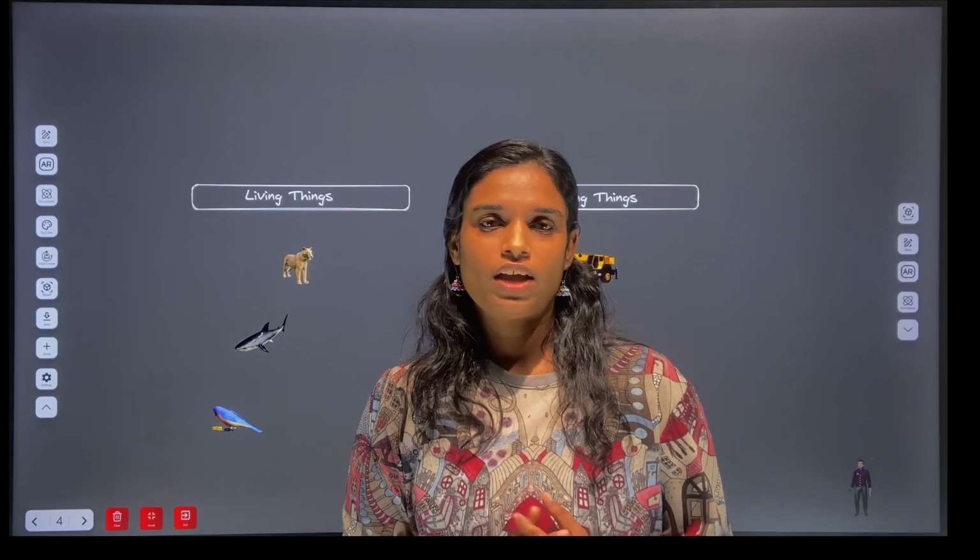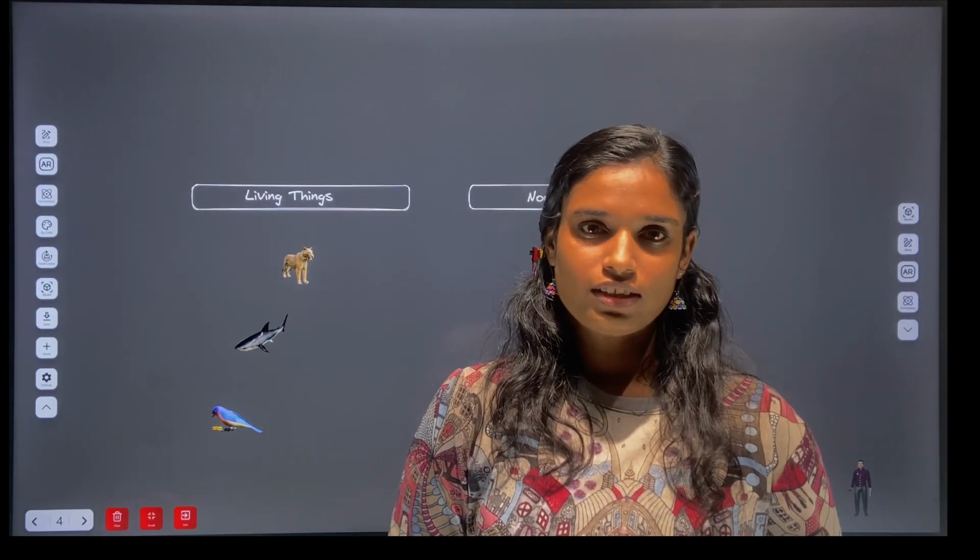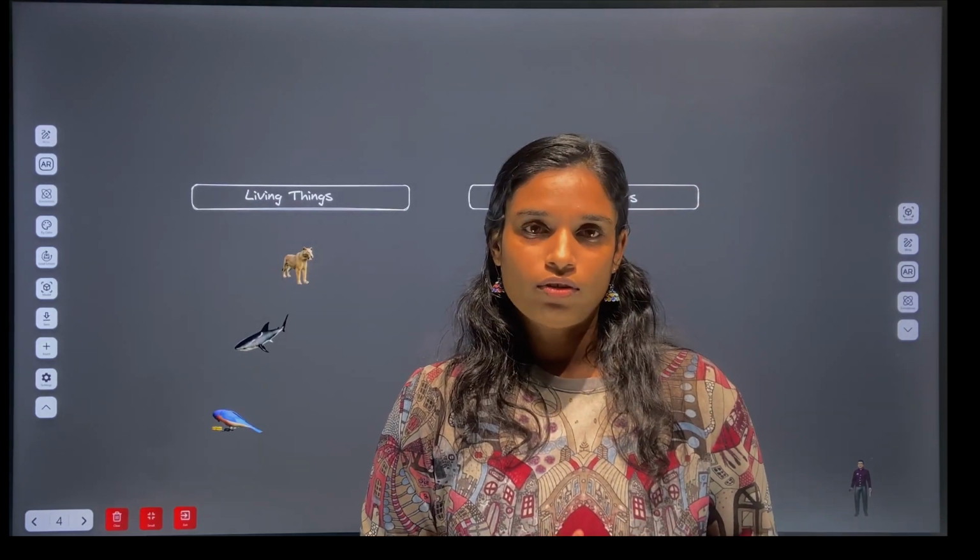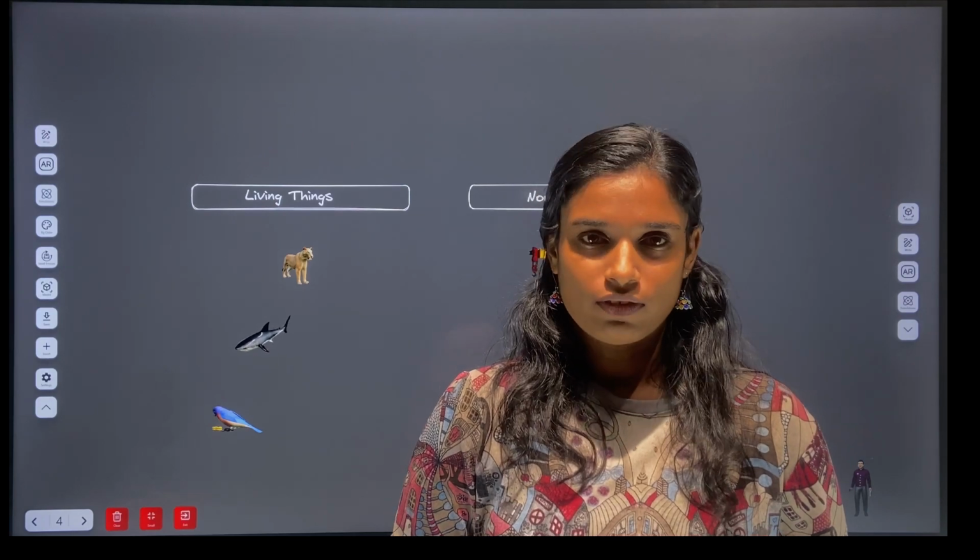So today we have learned about living and non-living things. Let us look around and find which are living and non-living things.